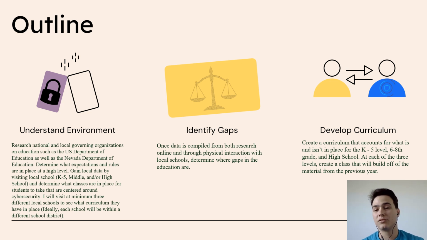I want to try and disperse it out a little bit, and see if there's anything in K through 5 schools, middle schools, or grades 6 through 8, and then high schools. Comparing, and seeing if there's any sort of education in any of these groups, and by doing that, determining what classes are in place.